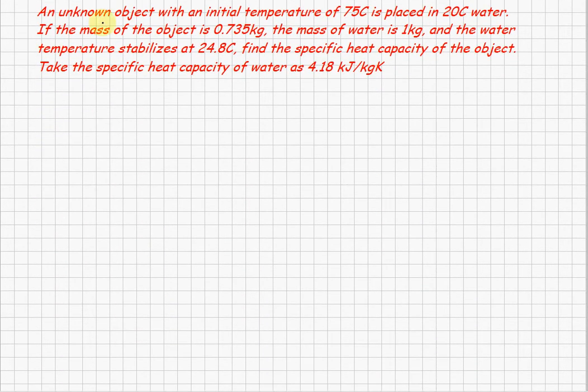The first thing we're going to look at, or the common calculation we're going to look at, is if we have an unknown object and we want to find its specific heat capacity. So in this case, we have an unknown object with an initial temperature of 75 degrees C. It's placed in 20 degrees C water. If the mass of the object is 0.735 kilograms, the mass of the water is 1 kilogram, and the water temperature stabilizes at 24.8 degrees C. Find the specific heat capacity of the object. Let's take the specific heat capacity of water as 4.18 kilojoules per kilogram degree K.